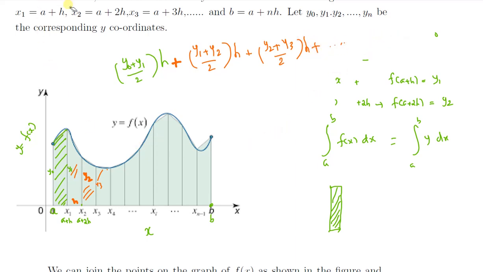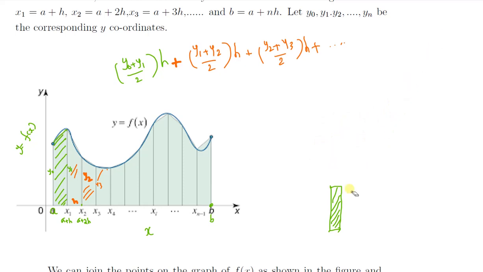Like this. So what will be the area of the last trapezium? The area of the last trapezium will be, this is yn, this is yn minus 1, so yn minus 1 plus yn, all divided by 2 into h. So this will give the area under this graph between the x-axis and between x is equal to a and x is equal to b. So we can expand this.